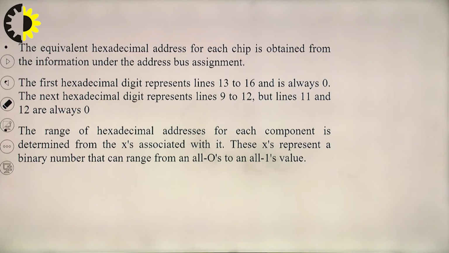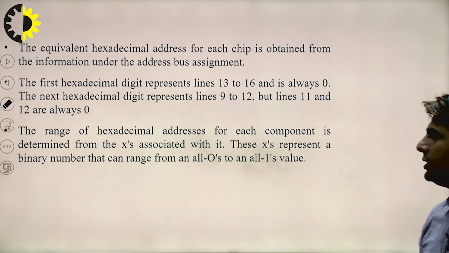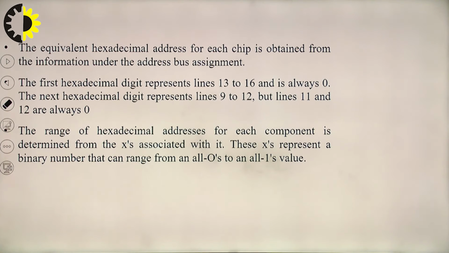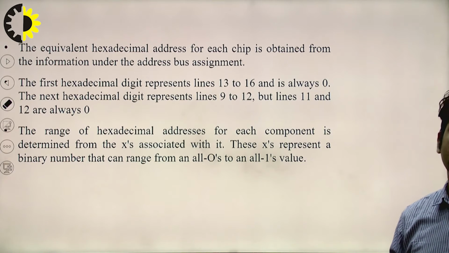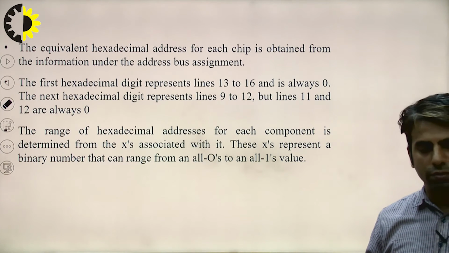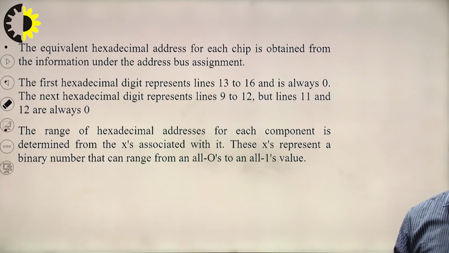The equivalent hexadecimal address for each chip is obtained from the information under the address bus assignment. So what do we assign in the address bus lines? Equivalent to that we can get the hexadecimal value, and that hexadecimal value is representing the address lying in some RAM. The second point is the first hexadecimal digit represents lines 13 to 16 and is always 0. In this example, I have told you in the beginning we are not using more than 10 bits, because the rest are not used, and that is why they are assumed to be 0.